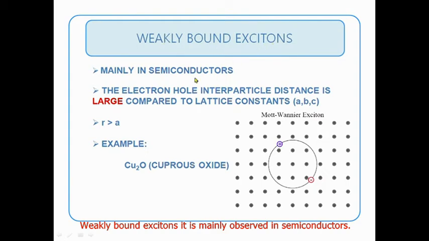Weakly bound excitons are mainly observed in semiconductors. Here the electron hole interparticle distance is large compared to the lattice constant. We can see here this is the hole, this is the electron, this is the lattice constant. So this distance between the electron and hole is the interparticle distance. It is large when compared to the lattice constant. So R is the interparticle distance and A is the lattice constant. So R is greater than A. Cuprous oxide is an example of weakly bound excitons.